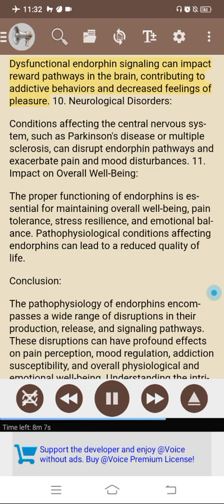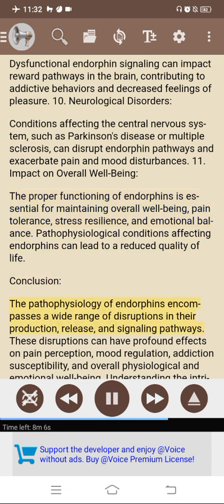9. Altered reward pathways. Dysfunctional endorphin signaling can impact reward pathways in the brain, contributing to addictive behaviors and decreased feelings of pleasure. 10. Neurological disorders. Conditions affecting the central nervous system, such as Parkinson's disease or multiple sclerosis, can disrupt endorphin pathways and exacerbate pain and mood disturbances. 11. Impact on overall well-being. The proper functioning of endorphins is essential for maintaining overall well-being, pain tolerance, stress resilience, and emotional balance. Pathophysiological conditions affecting endorphins can lead to a reduced quality of life.